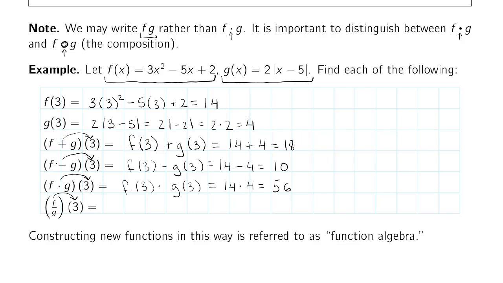And finally, f over g of 3, that's going to be f of 3 over g of 3. So that's 14 over 4. Now, it doesn't say simplify. We can just leave it like that, or we can simplify that fraction to 7/2. 14 fourths, 7/2, same number. Either one of those is fine.